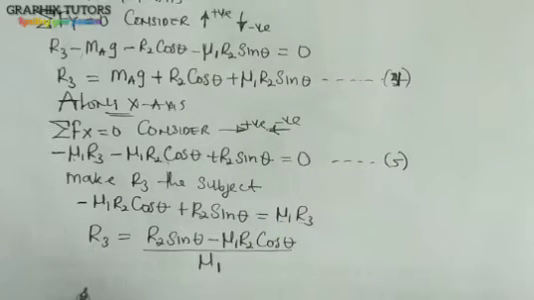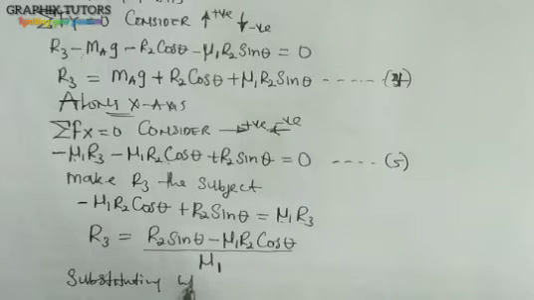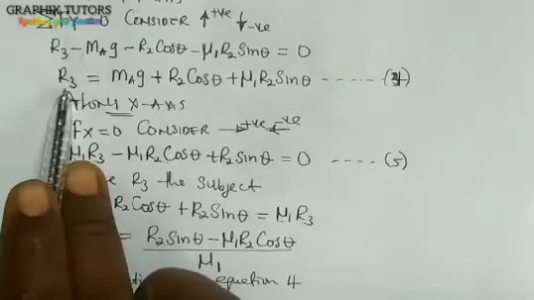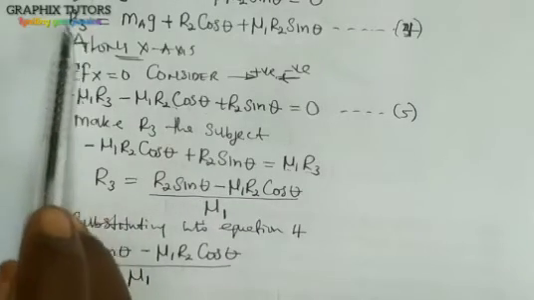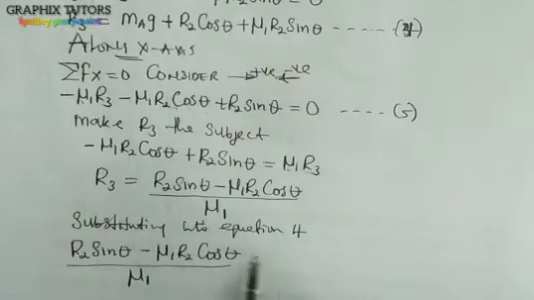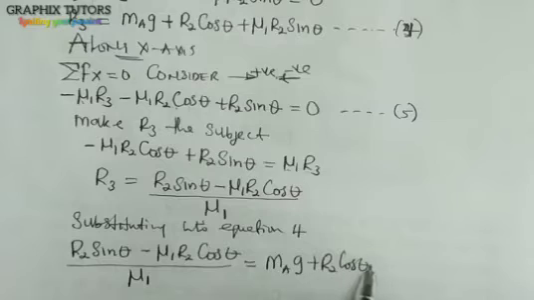So substituting into equation 4, we'll put our r3 there. So whenever I say r3, I'll put this there. I have written this in place of r3 in equation 4, so equals to, we have the mass of A times gravity plus the r2 cos theta plus the mu1 r2 sine theta. So this is what we have.